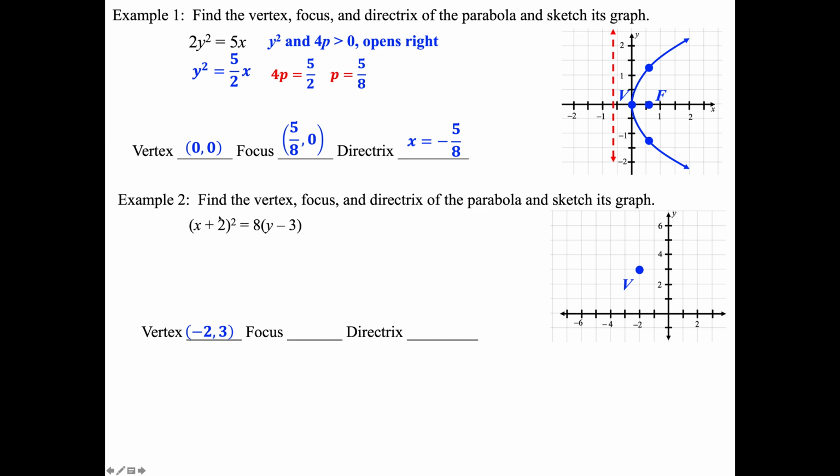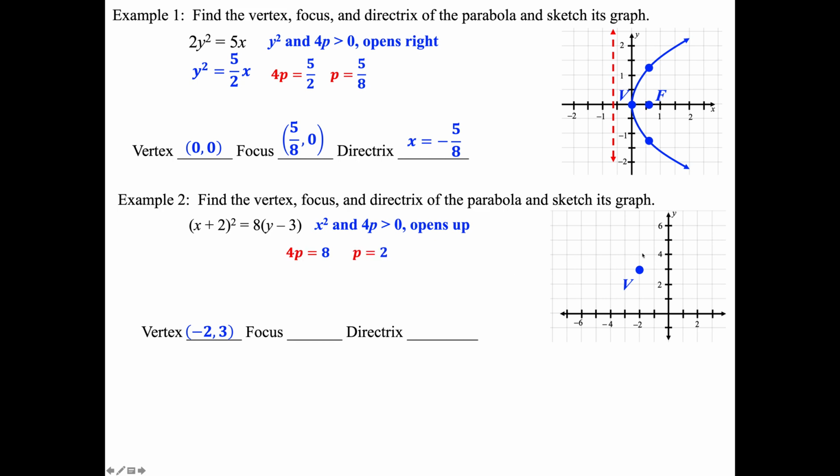So we can go to (-2, 3), plot that point. Now the x binomial is being squared, so that tells me this goes up and down, and 8 is positive. That's your 4p, your scalar factor. That's positive, so that tells me this is opening up. All right, so we'll take 4p, set it equal to 8. P is equal to 2.